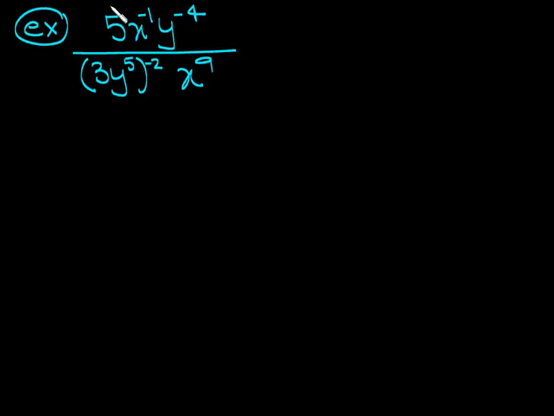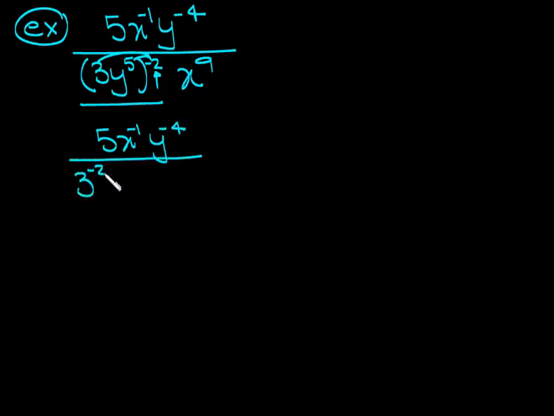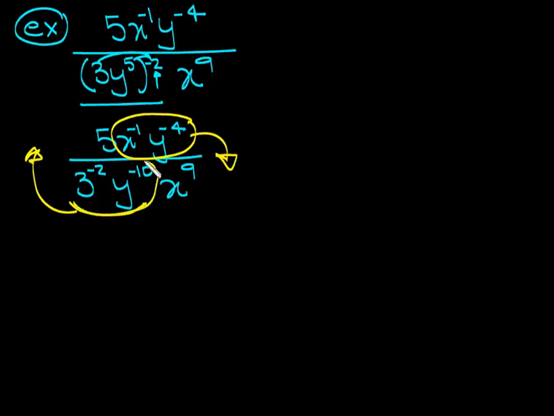I don't have any outside exponents on the top to worry about. I only have one thing with an outside exponent, so let's distribute that. So we get 5x to the minus 1, y to the negative 4, divided by 3 to the negative 2, y to the negative 10, x to the 9. So I took care of that outside exponent. Now we want to make negative exponents positive. I have two things on the top that have negative exponents, so they need to go down. And I have two things on the bottom that have negative exponents, so they need to go to the top.